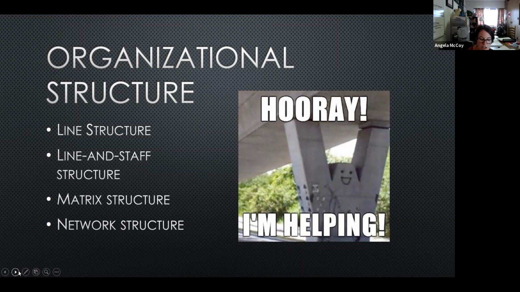The matrix structure combines vertical and horizontal lines of authority. The matrix structure occurs when a product departmentalization is superimposed on a functionally departmentalized organization.